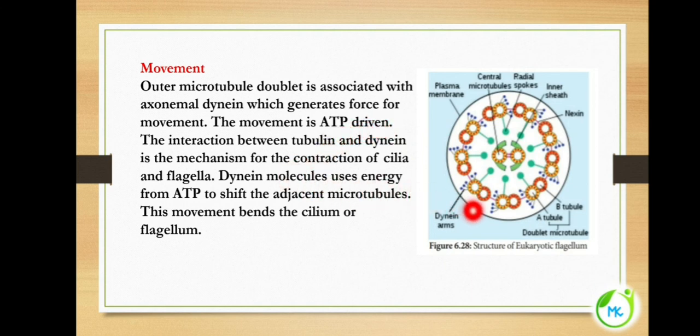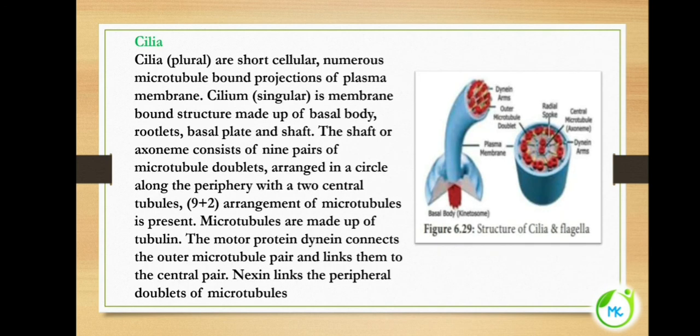The interaction between the tubulin and the dynein is essential for the contraction of the cilia and flagella. The dynein molecules use energy from ATP to shift the adjacent microtubules, and this movement bends the cilia or the flagella.